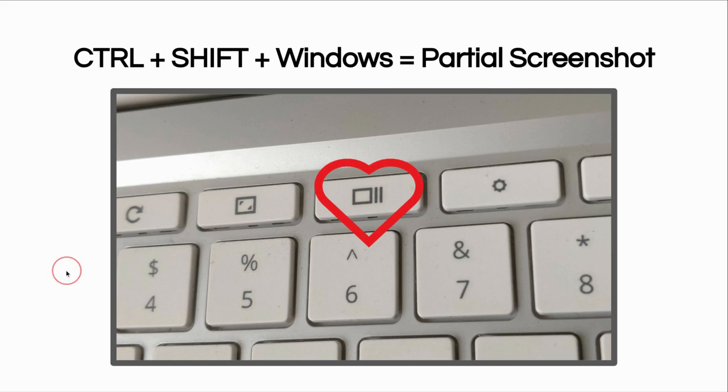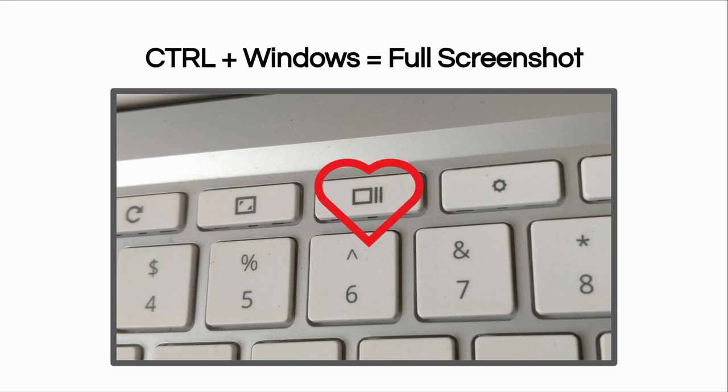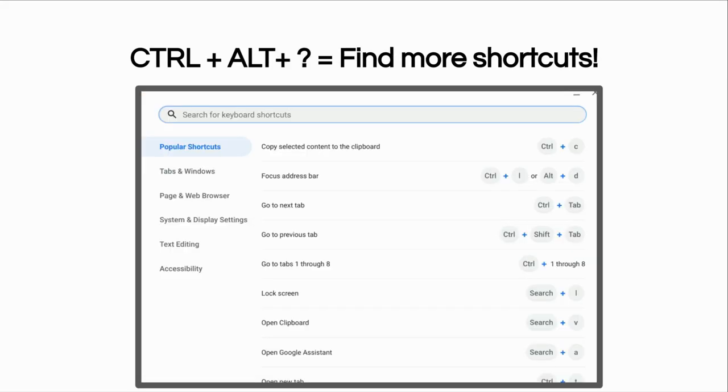If you want to screenshot the entire screen, just hit Control Windows and you'll be able to take a direct screenshot of your screen. There are so many different shortcuts to play around with. Those are just a few of my favorites that I find myself using every day.